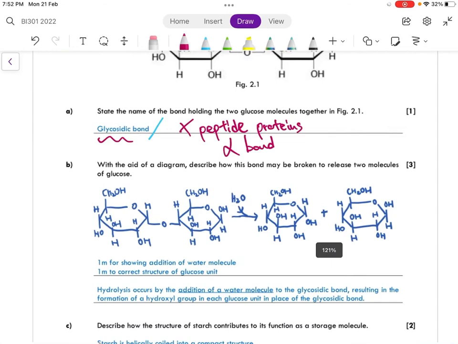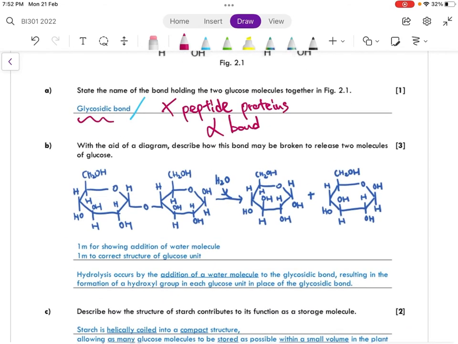Next question, 2b. I'd like you to read the question carefully. They said, with the aid of a diagram. Very few students actually drew a diagram. So you have to draw a diagram to complement your writing. This is a sample of a diagram you can draw. On the left, you can draw the disaccharide, and then on the right, you can draw the 2 monosaccharides. But what you can also draw is the addition of water in between, because that's what hydrolysis is, right? So you will be awarded a mark if you have water being included.